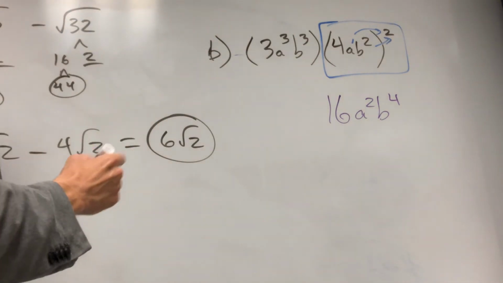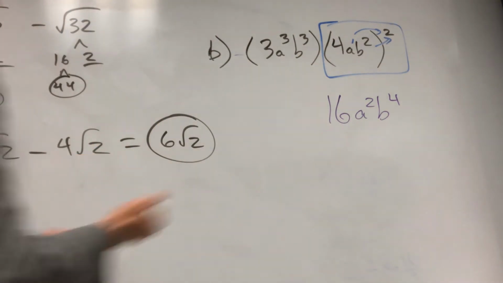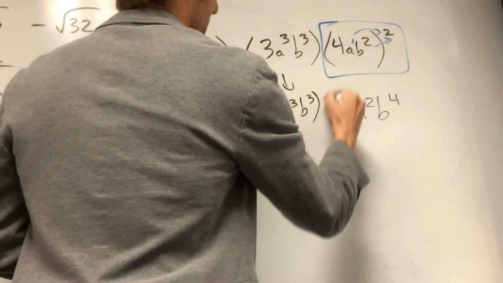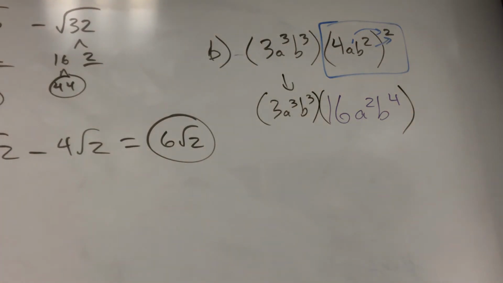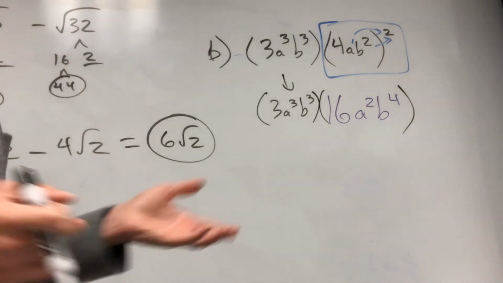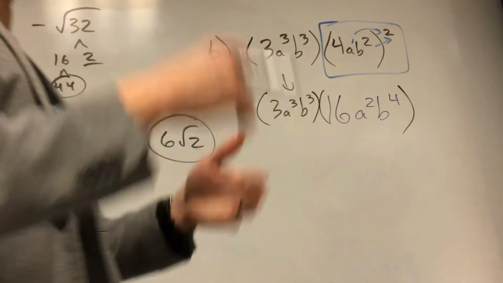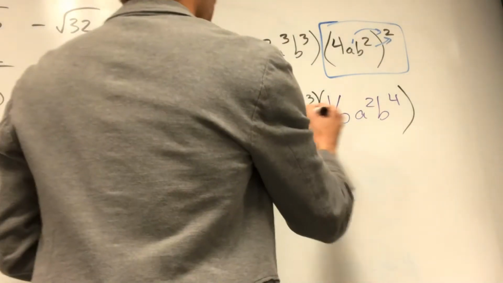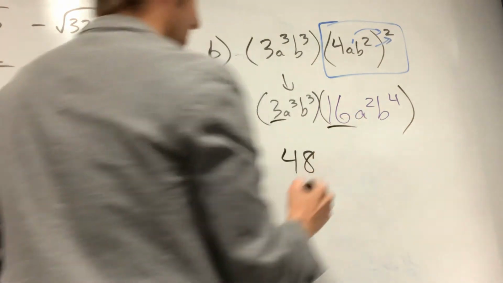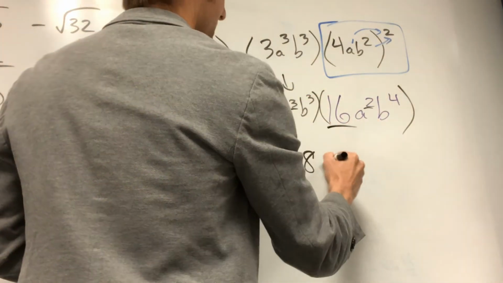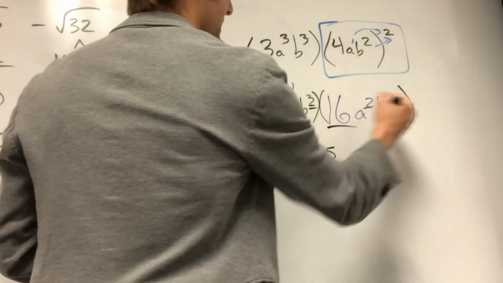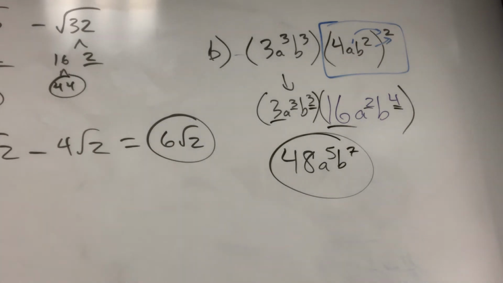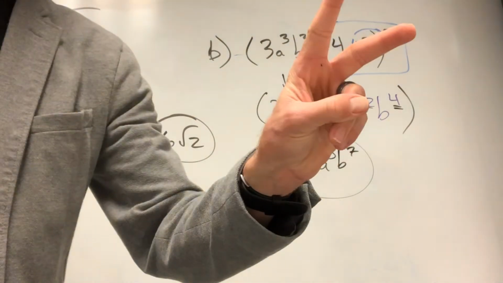That's okay. Times 3a to the third, b to the third. If I have multiplication, I add the exponents here. If I have a to the third times a to the second, that is a times a times a times a times a. That's 5 a's. 3 times 16, that's not going to be 19, but 48. Add the exponents. A to the fifth, b to the seventh. All right, exponent rules from Algebra 2.